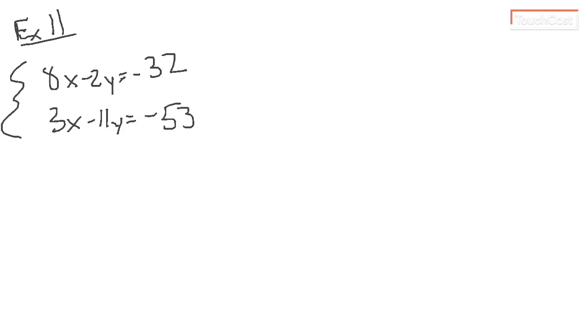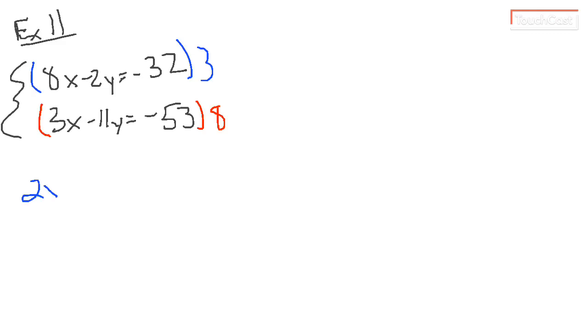Okay, so we can choose to eliminate the x or the y. It doesn't matter. I'm going to go with the x. What I'm going to end up doing is multiply the entire first equation by 3, and then multiply the entire second equation by 8, because I know 3 and 8, if I multiply them, will make the same number.